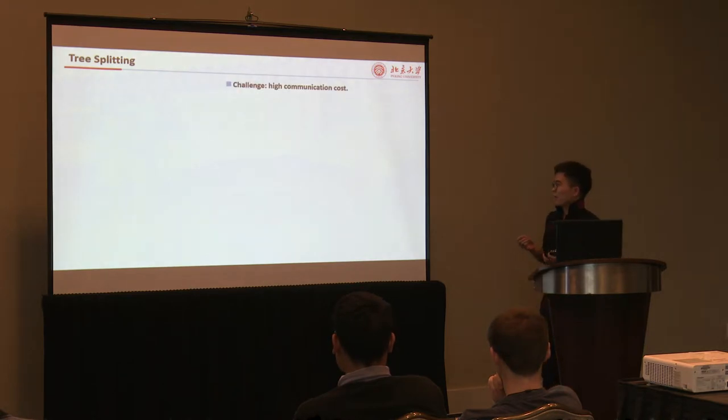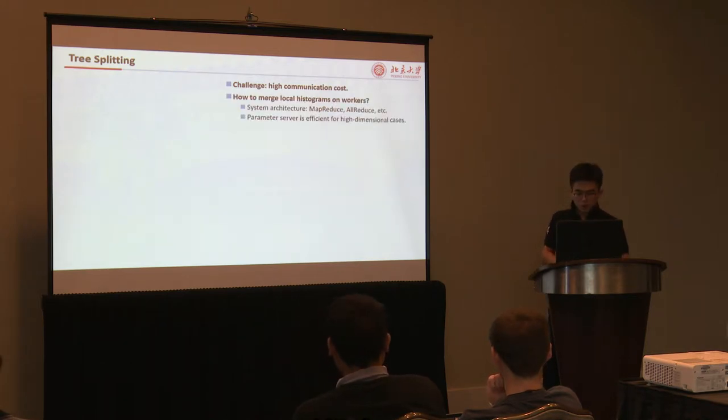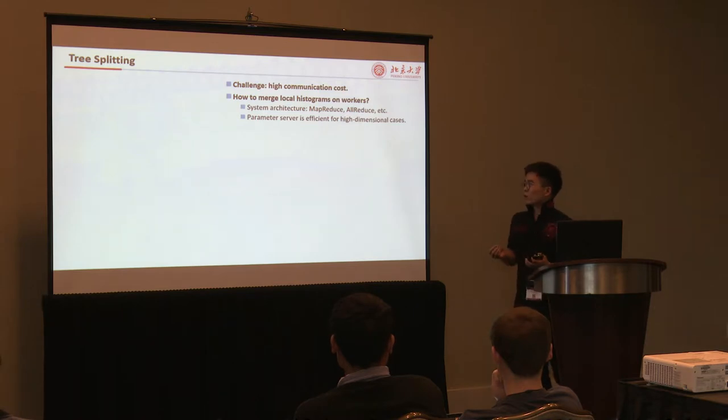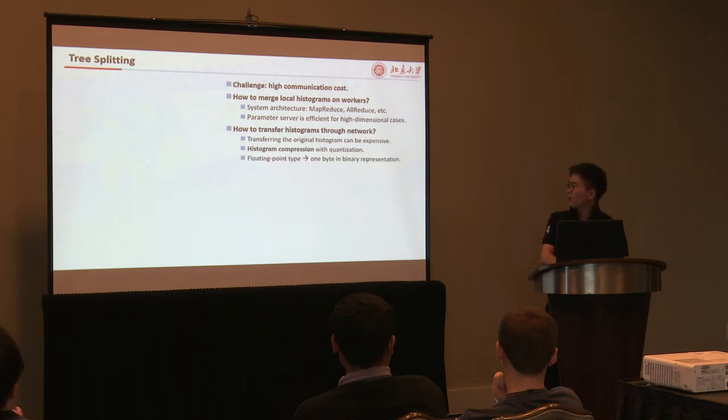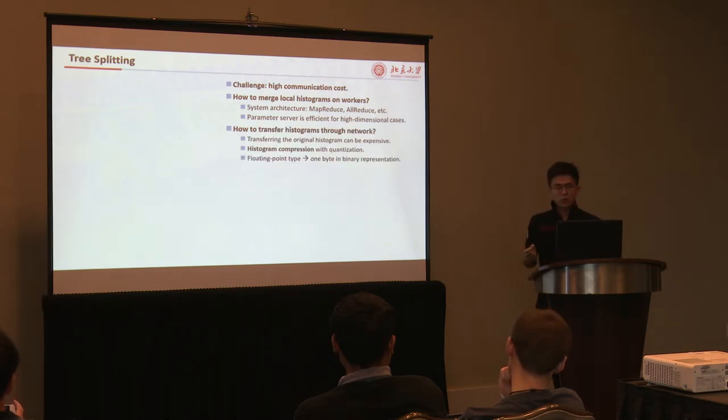After histogram construction, the last operation is tree splitting, and the challenge is high communication cost. First, how to merge local histograms on workers. This involves the underlying system architecture such as MapReduce, AllReduce, and Parameter Server. We chose Parameter Server since it has been proven to be efficient for high-dimensional cases. Then how to transfer histograms through the network? Transferring the original histogram can be very expensive. We choose to compress the histogram with quantization. Basically, we transfer each floating-point item in the histogram as 1 byte in binary representation.